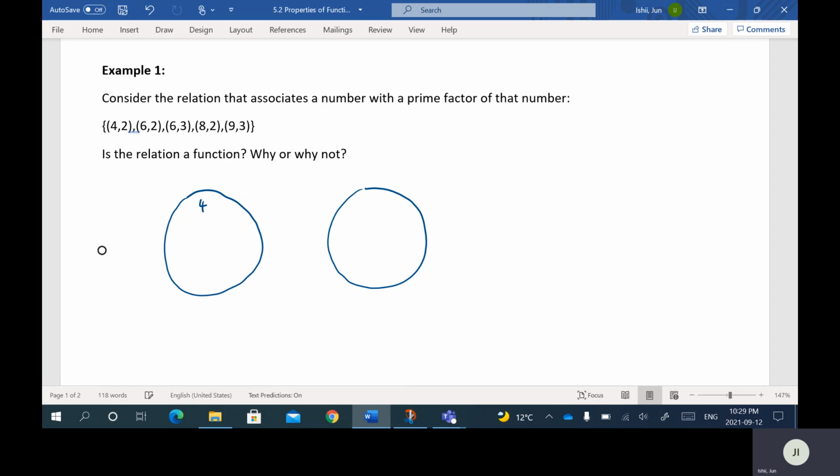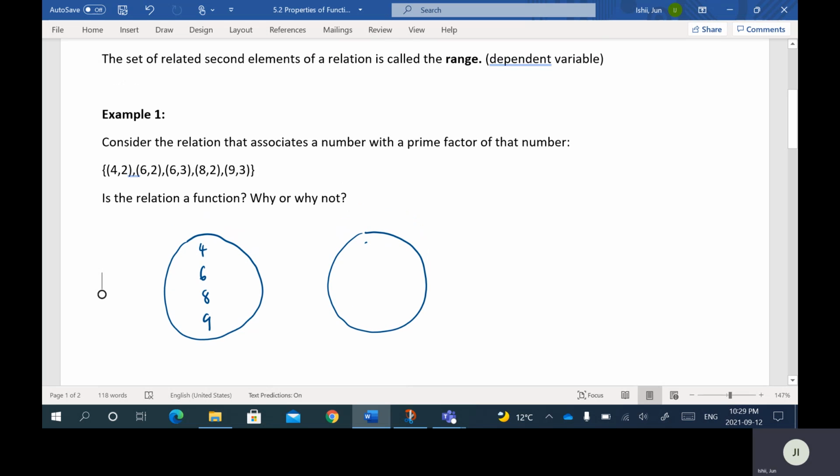I'm going to list the numbers of the first set: 4, 6. Now 6 shows up twice, so I'm just going to write it once. Then 8 and 9. Now the second set, we have 2, and 2 shows up again. Then we have 3, we have 2 again, and 3. So in the second set, we only actually have 2 distinct objects.